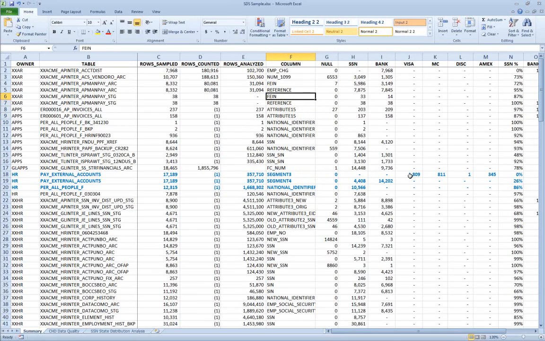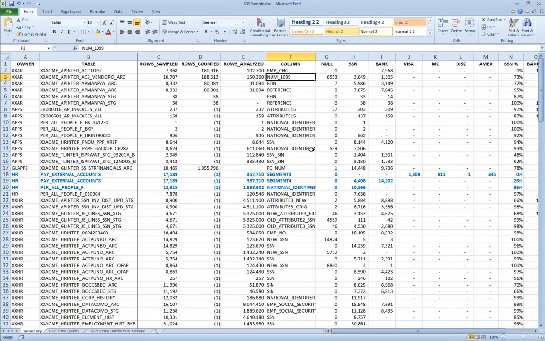FEIN had some Social Security numbers. We go up a little bit higher and we actually see 1099 numbers, which are Social Security numbers, but basically they're self-employed people that use their Social Security numbers as their tax ID, and this organization generated 1099s for those people.